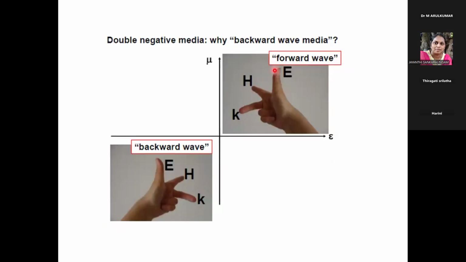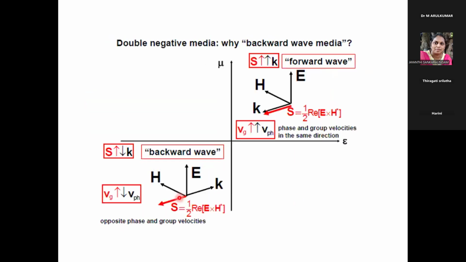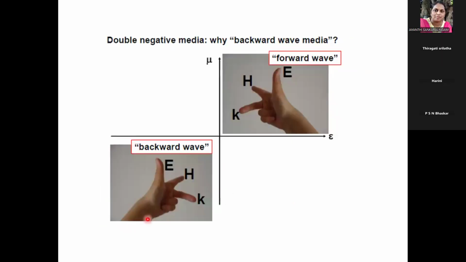So this is the right hand forward wave. Left hand is the backward wave. That's why it is called the backward wave propagation. Now, what are phase velocity and group velocity? We mentioned that this is the phase velocity, this is the group velocity. In this, phase and group velocities are the same. In this, phase velocity is in the backward direction, whereas the group velocity is in the forward direction.